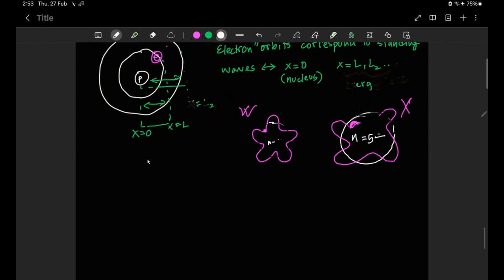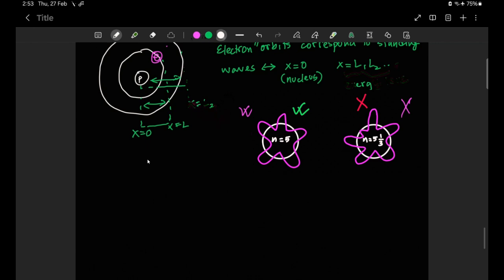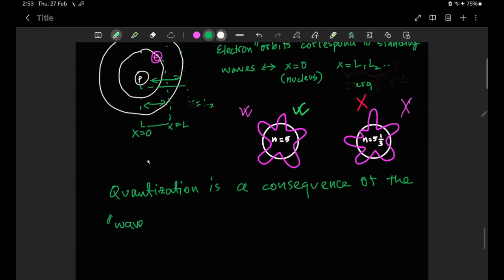Okay, so to conclude the video, we have seen that particles are just that, particles, lumpy things with definite mass, and waves are a convenient math tool to explain the quantum nature of particles. And hopefully, we have established the fact that quantization is only a consequence of the wave nature of particles.